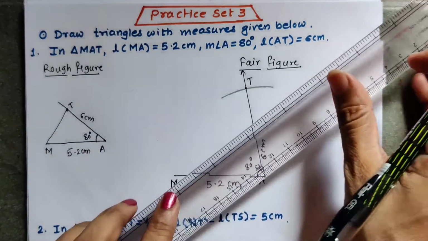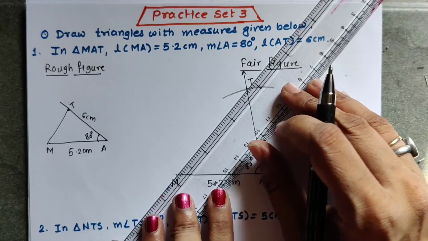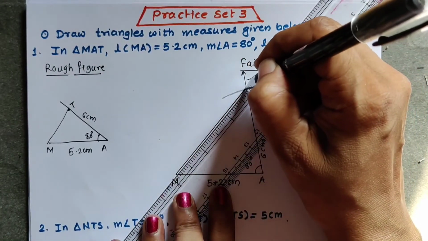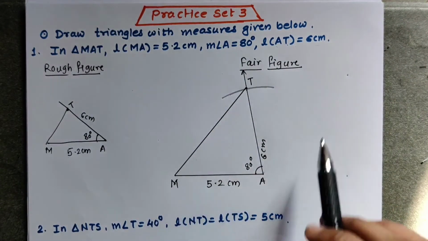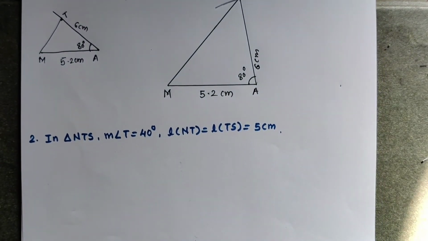Now we can join this M and T to complete the construction of triangle MAT. Join M with T, and this way we can complete the construction of triangle MAT. In this way we can draw the fair figure. Now let us see the second question.